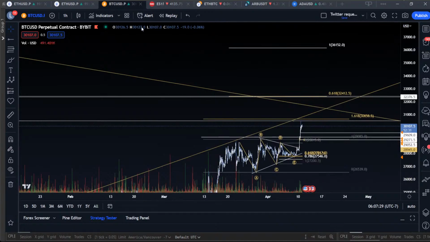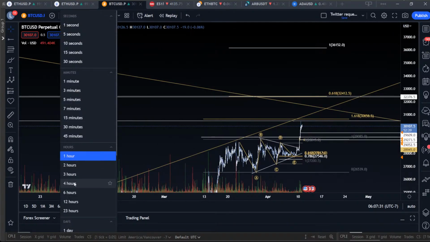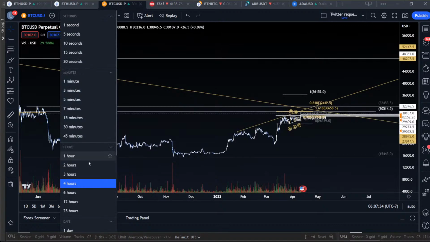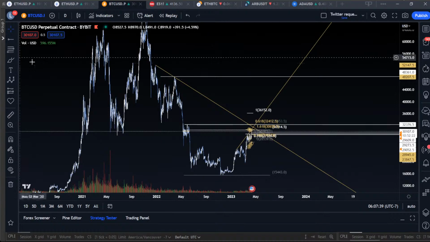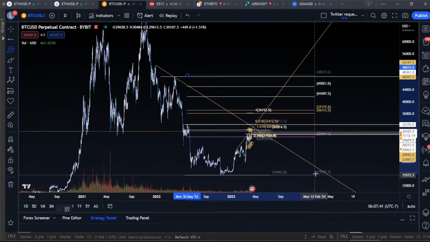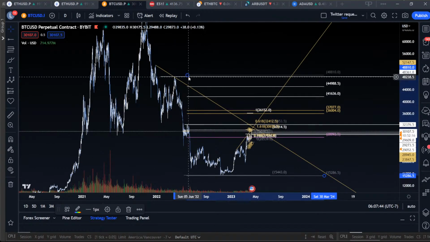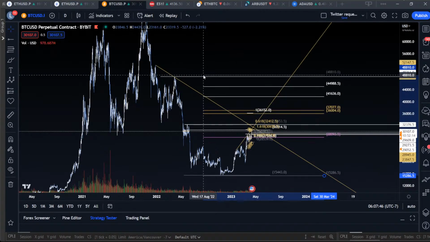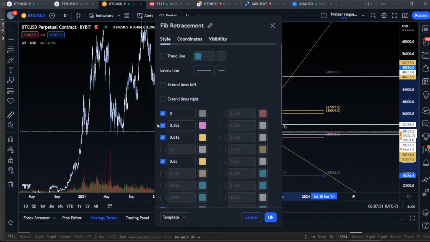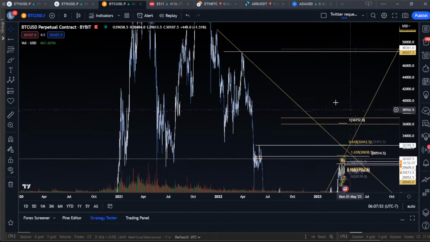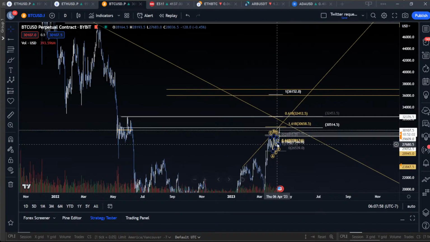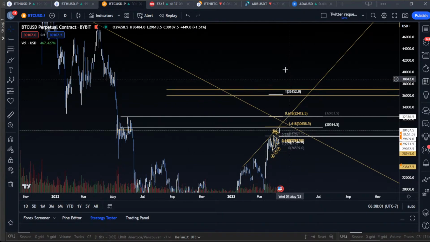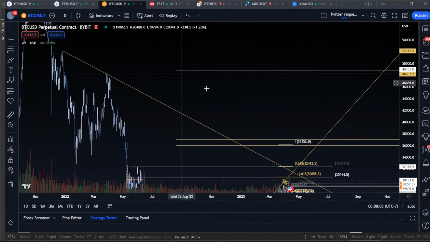The 1-to-1 extension is kind of interesting at 36K. And I think, if I'm not mistaken, that aligns with, and I'm going to kind of crystallize some of these ideas, I think this aligns with the 618 from this high. So that'd be really interesting. The only thing I don't like about it is it's in dead space. But when we get there, if we get there, it's a level I'm going to be watching closely because of this Elliott wave idea with this local 5th wave, extended 5th wave into this 618 from this pivot high.